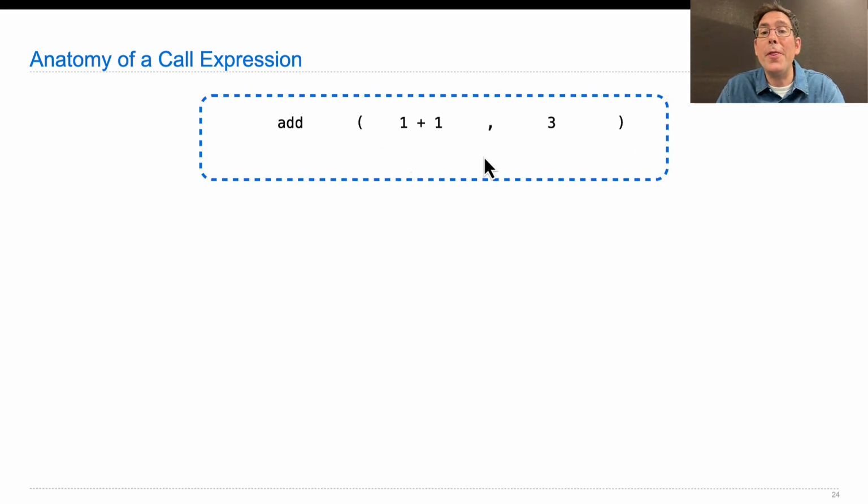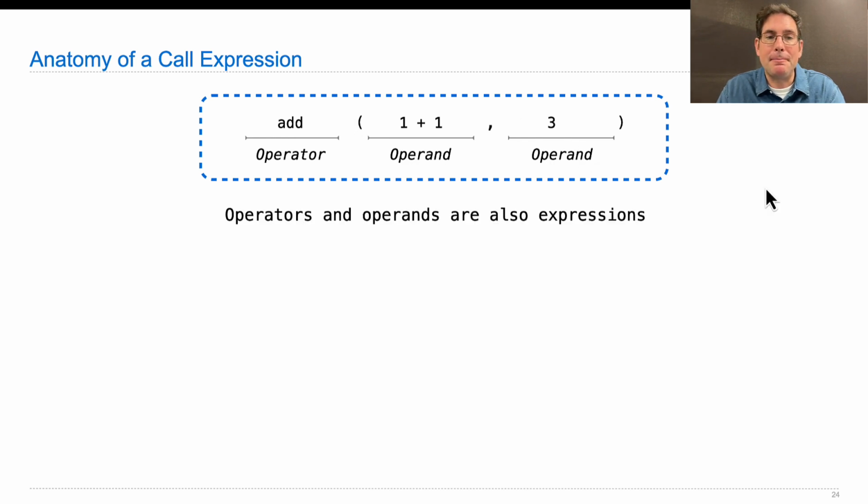Now this whole thing is called a call expression, and it has parts. The operator is the part that comes before the parentheses. It describes what function you're going to call. In this case, the name add gives you the function that adds two things together. The operands, 1 plus 1 and 3, come inside the parentheses, separated by commas.